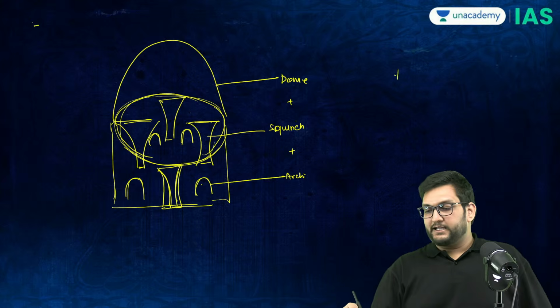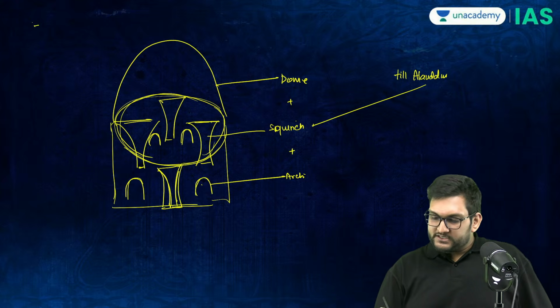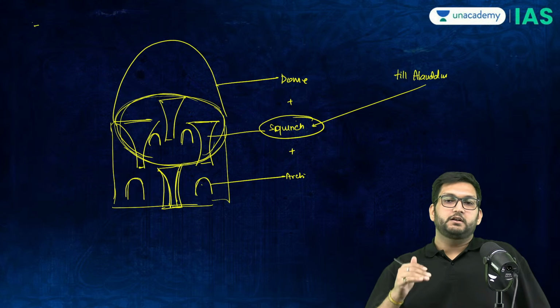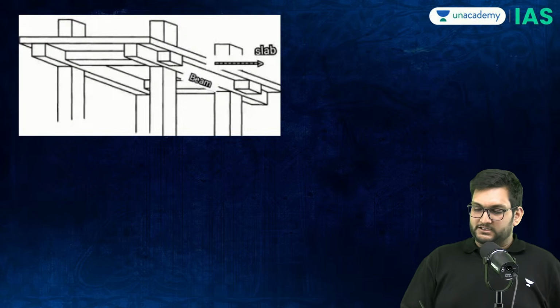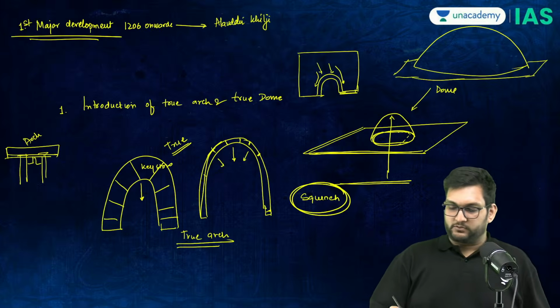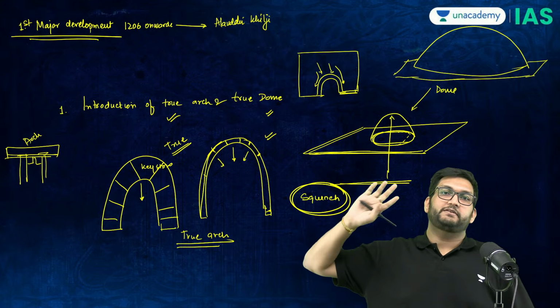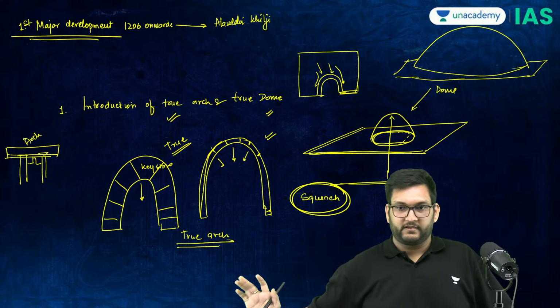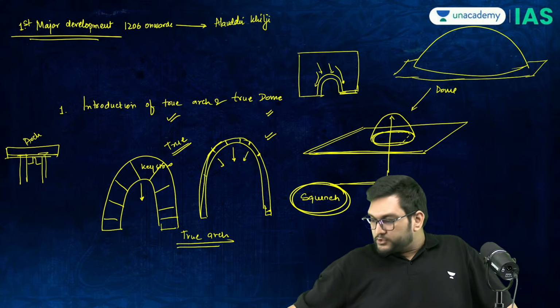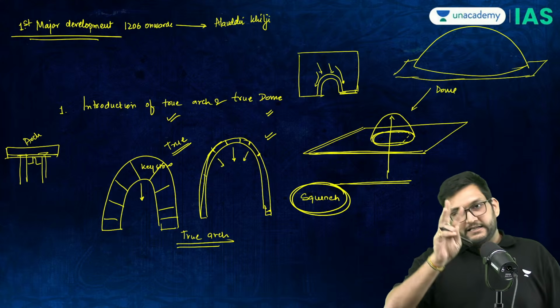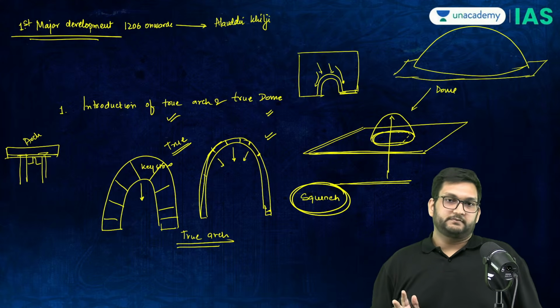But till Alauddin, squinches were not very common. So true dome and true arch were there, but squinches will become very common after Alauddin, which I will discuss with you in the Alai Darwaza. Before the Alai Darwaza, squinches are not very common. But these three are needed to create a proper structure.